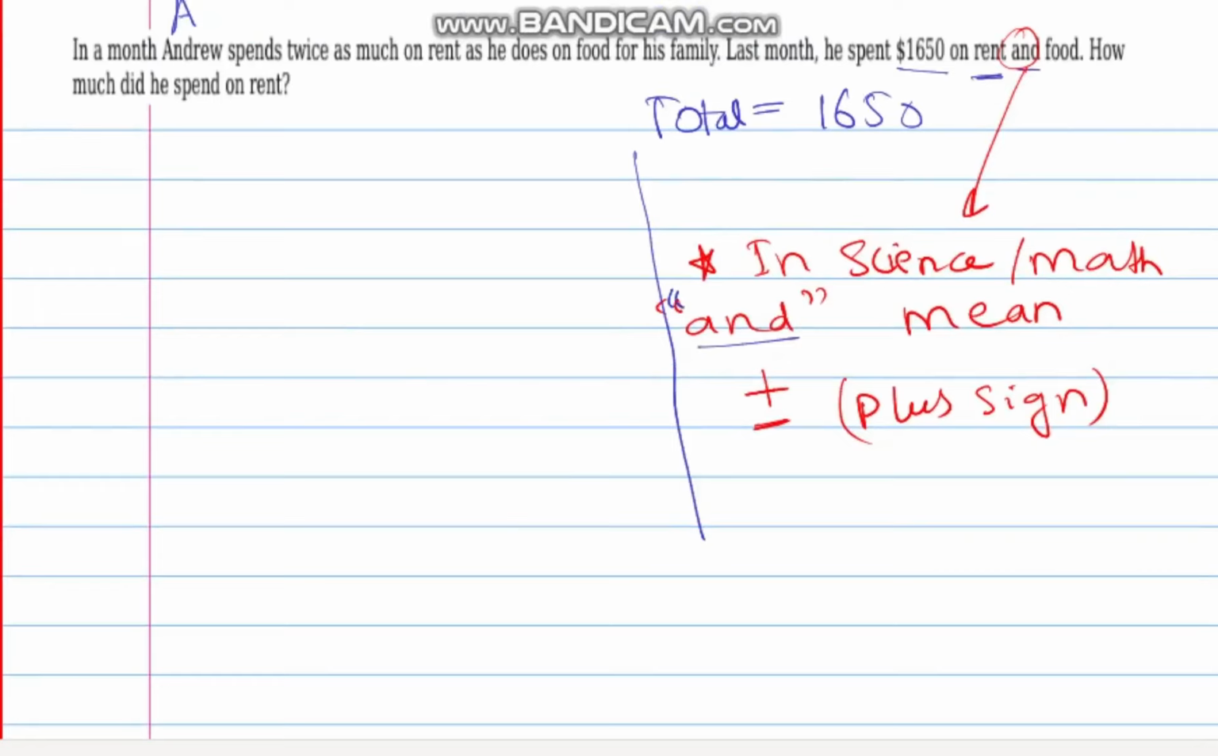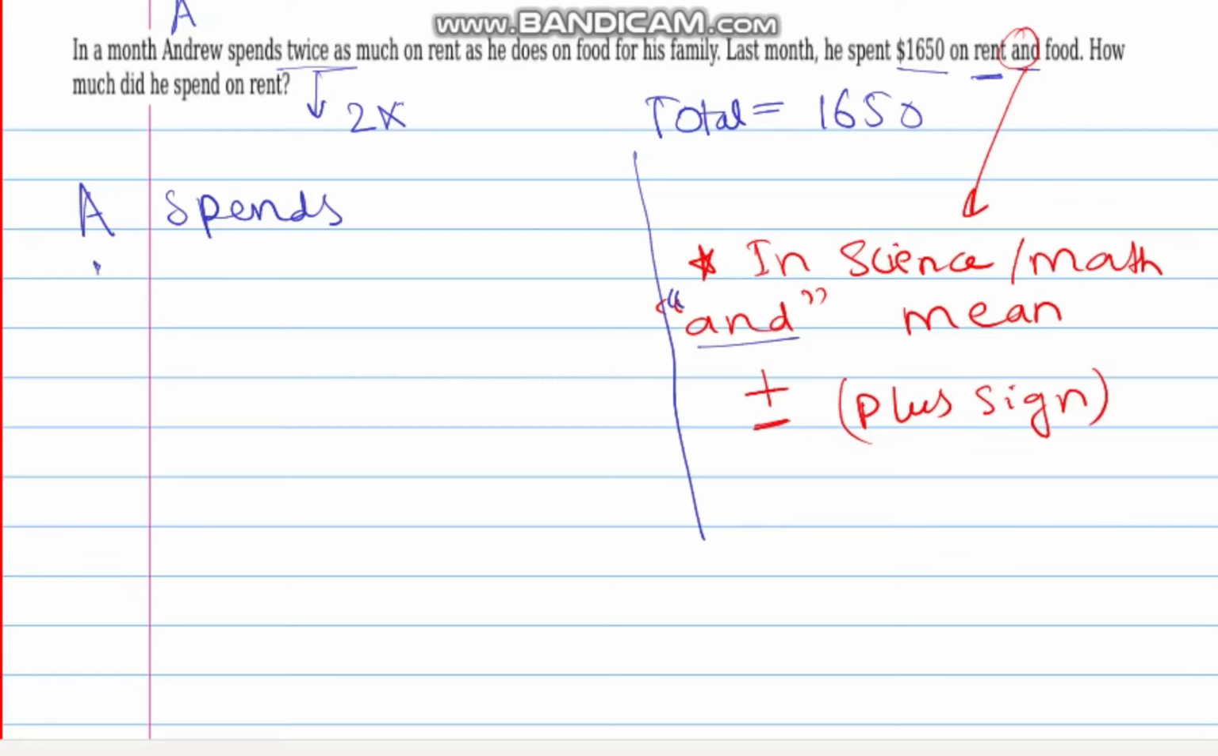Now, this is A, and he spent on rent as he does on food for his family. He spent twice as much. Twice means two times greater, two cross. Let me write here: A spends rupees.